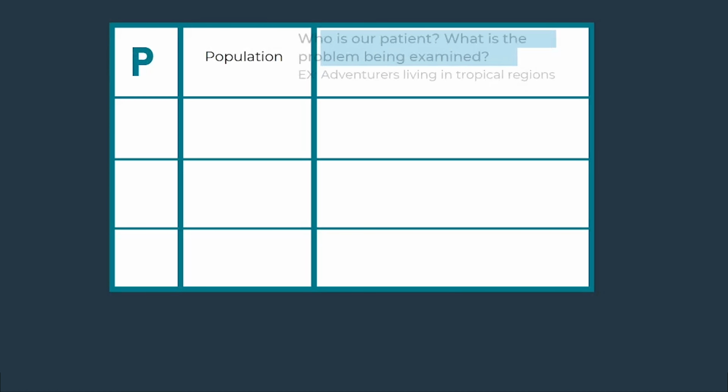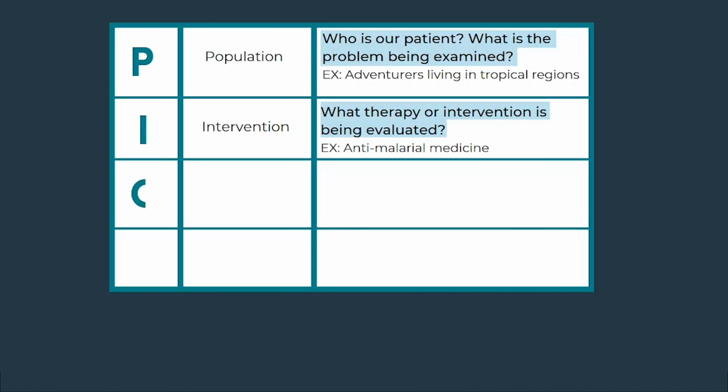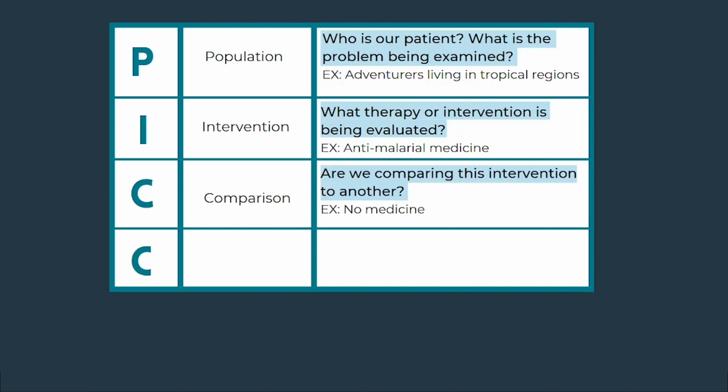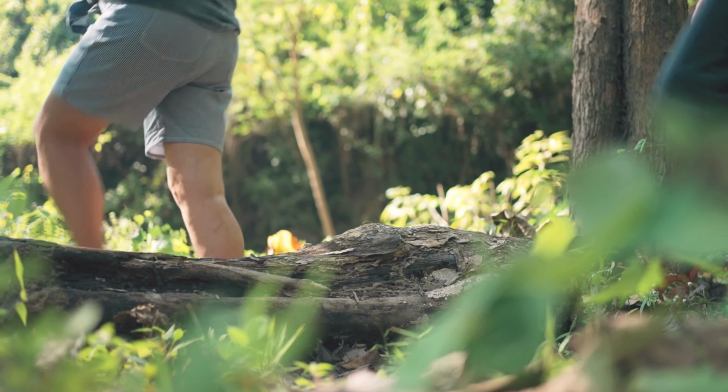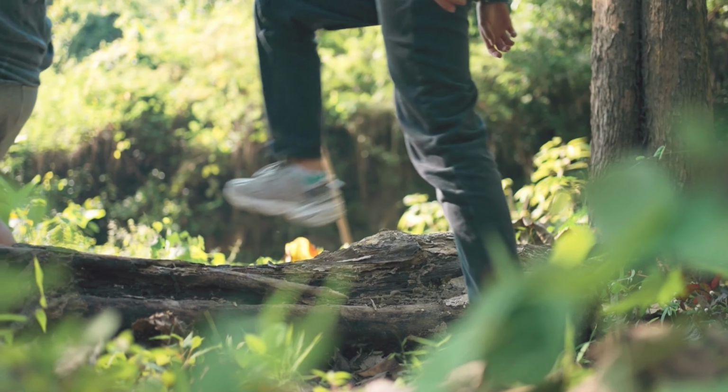Let's look at our research question using the PICo framework. In adventurers traveling to jungle environments, how does the use of anti-malarial medications compared to no medication affect the incidence of malaria? For our question, the population is adventurers in tropical regions.